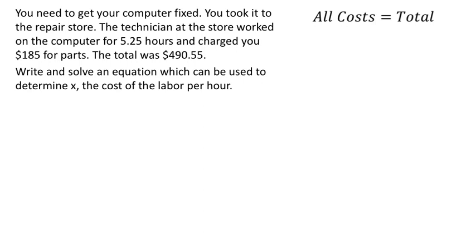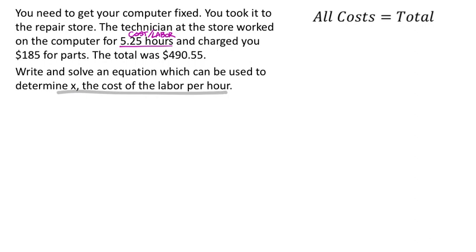So they are telling us here at the very end, please use X as your variable, and that will be the cost of the labor per hour. Now, the other value that's associated with the labor is the time they spent laboring on the computer. That's the 5.25 hours. Okay, so we do have a cost in labor. We also have the cost of the parts. So again, we're going to have to pay for the parts, but it is a cost. So the cost of the parts, $185.